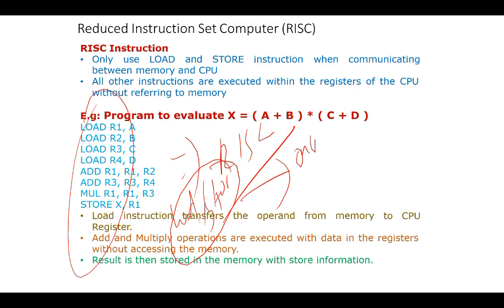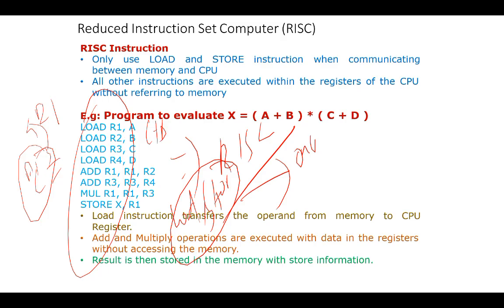So now we see that R1 equals a, R2 equals b, R3 equals c, and R4 equals d. Then we have the instruction add R1, R2. It performs the addition of a plus b and stores the result in the register R1. The next instruction, add R3, R4, gives us c plus d, and this stores the result in the register R3.